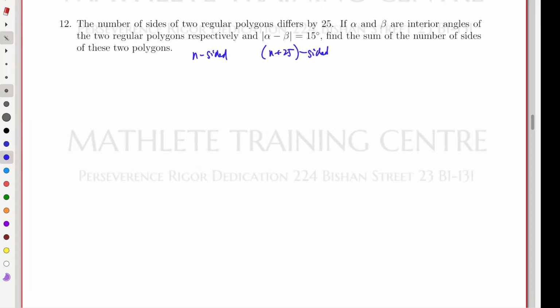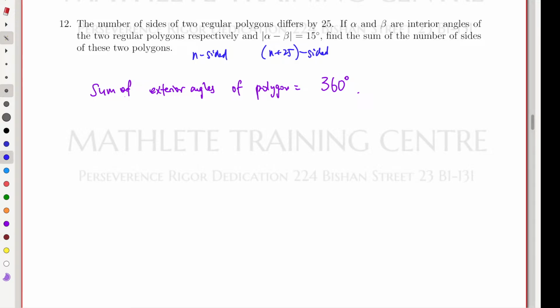So what's the trick for this question? The question tells you interior angles, but it's a trick. You don't want to take a look at the interior angles. You want to take a look at the exterior angles because of the following fact. The sum of exterior angles of a polygon is equal to how much? It is always 360 degrees, right? Regardless of how many sides you have.